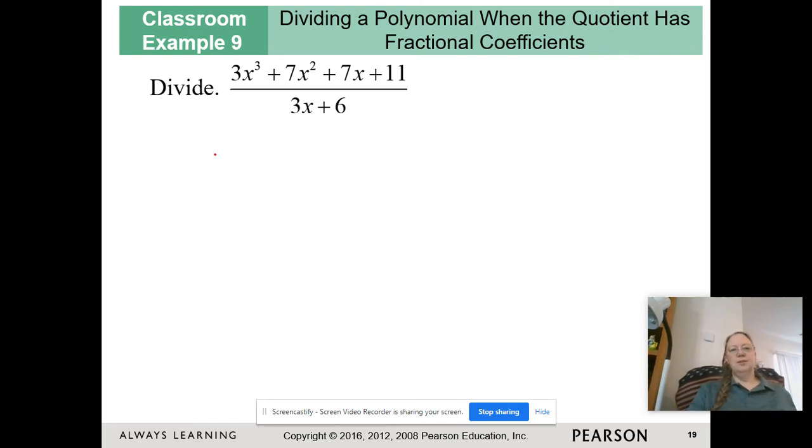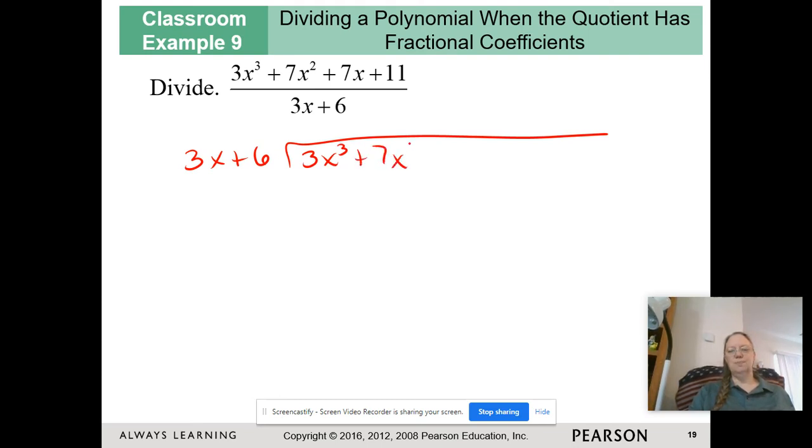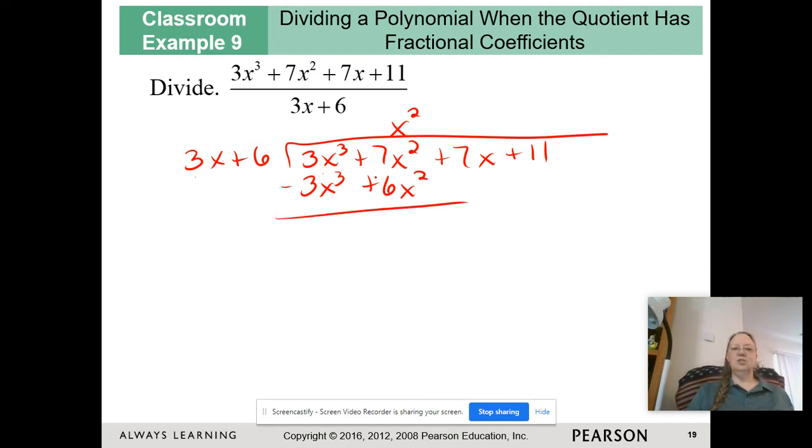All right. Again, we cannot use synthetic division. 3x cubed, make sure you check to make sure it's in descending order and check for any missing terms. That's fine, this one's good to go. 3x goes into 3x cubed, x squared times, and we're going to multiply, distribute, plus 6x squared, and change the signs, and bring down the 7x.